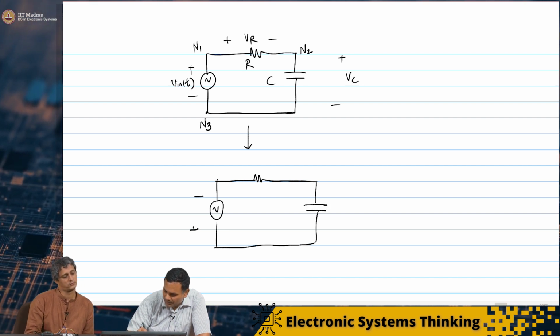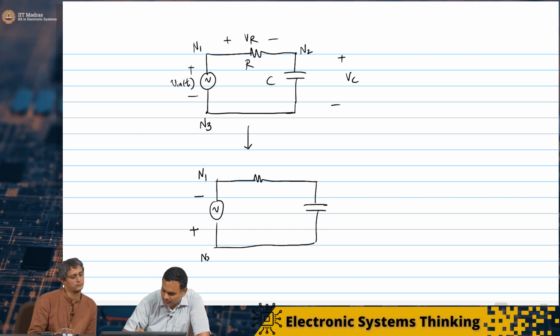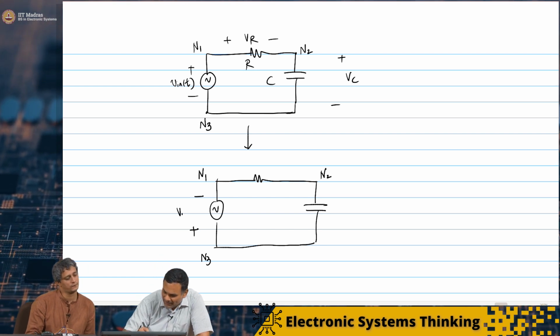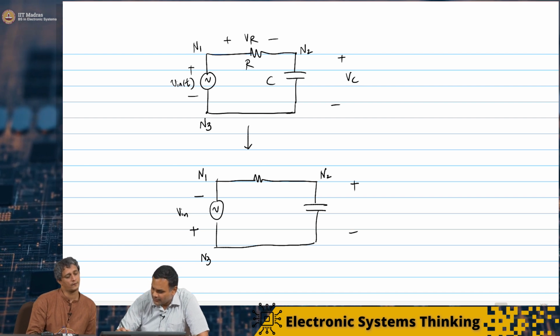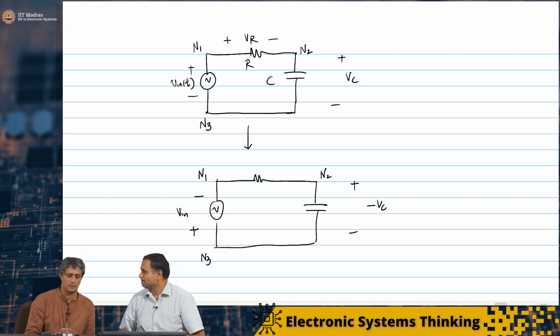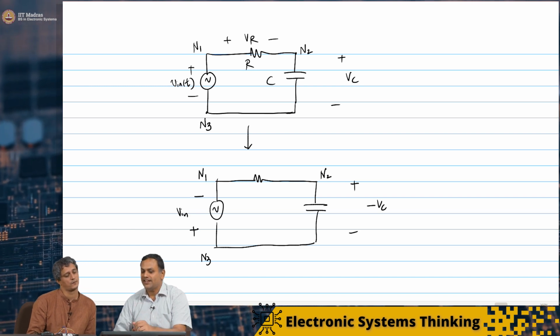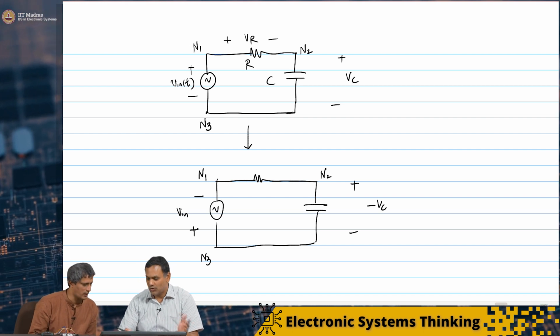So we will redraw it like this. This is still N1, N3 and N2. Except now if you apply Vin in this direction, you will actually get minus Vc. Right, because wherever you had Vc as a function of Vin, you will get minus Vin.